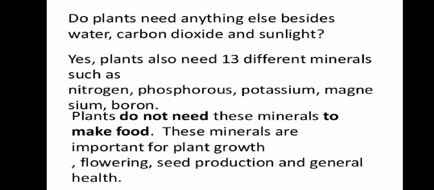Do plants need anything else besides water, carbon dioxide, chlorophyll and sunlight? Yes, plants also need 13 different minerals such as nitrogen, phosphorus, potassium, magnesium, boron. Do the plants need these minerals for the preparation of food? No. Plants do not need these minerals to make food. These minerals are important for the growth of the plants.